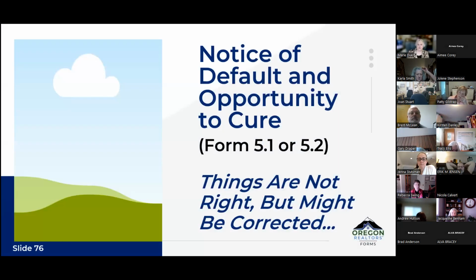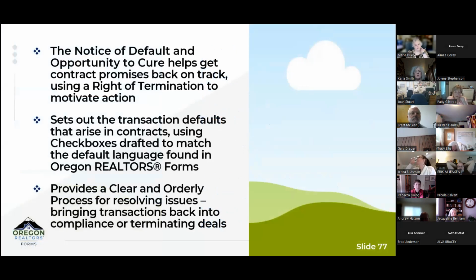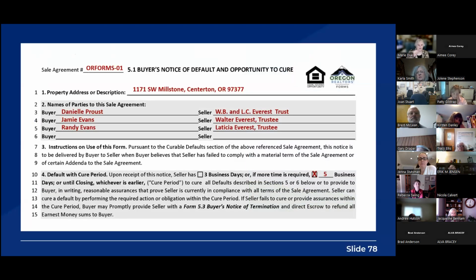So notice of default and opportunity to cure. The notice of default and opportunity to cure helps get contract promises back on track and uses the right of termination to motivate action. It sets out the transaction defaults that arise in the contracts using checkboxes drafted to match the default language found in the Oregon forms, and provides a clear and orderly process for resolving issues, bringing transactions back into compliance or terminating. These forms, the attorneys came up with them, and I really like them. So let's talk about this.